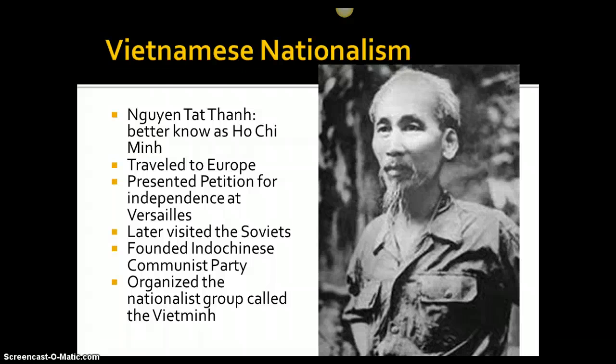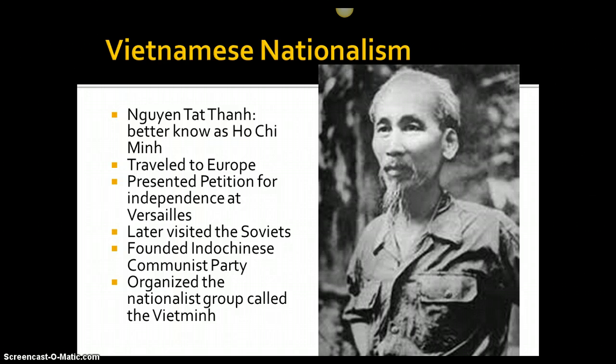He was very well educated, traveled to Europe, and lived in London and Paris. And even in 1919, at the Versailles Peace Conference after World War I, he presented a petition for Vietnamese independence, but it was rejected. Ho Chi Minh later visited the Soviets, where he became a big advocate of communism. And in 1930, he returned to Southeast Asia to help found the Indo-Chinese Communist Party to work to overthrow French rule.